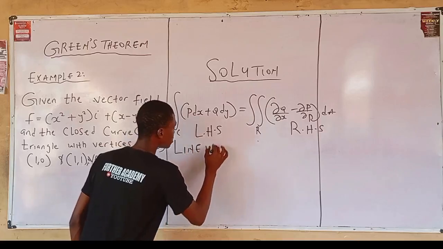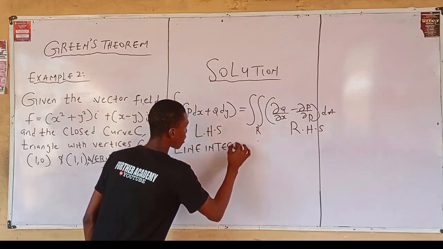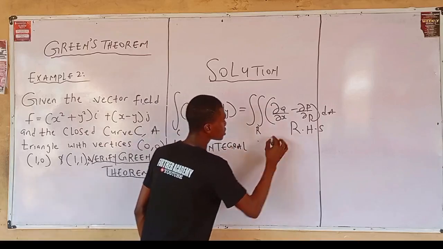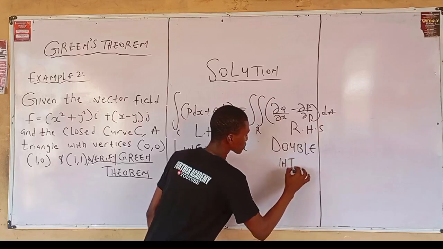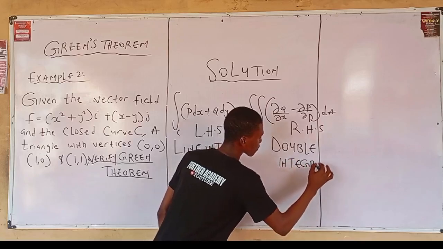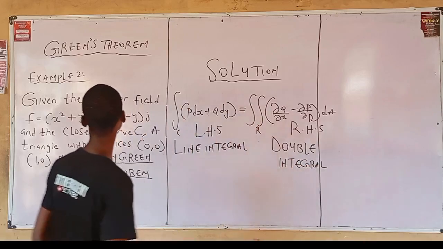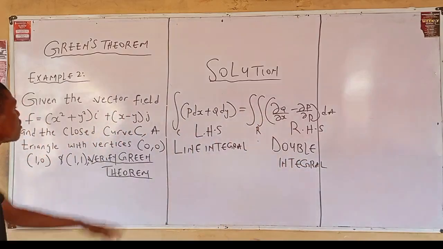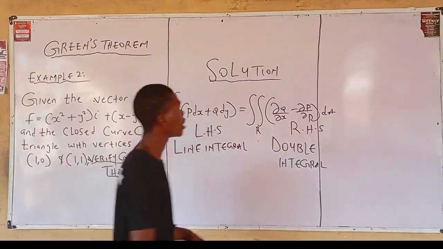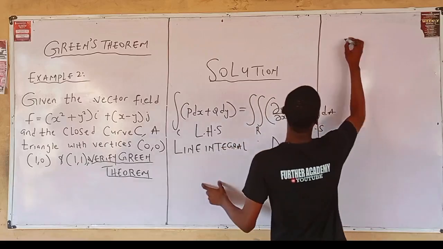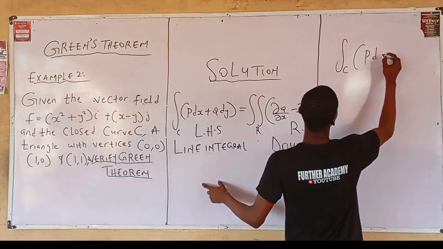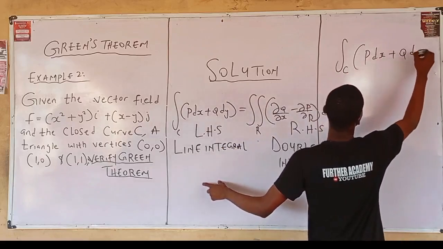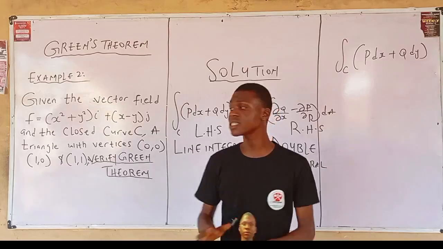This is the line integral, while this is the double integral. So let's solve our question using the line integral. Using the line integral, I have the integral over C of (P dx plus Q dy). Now this thing is very easy.